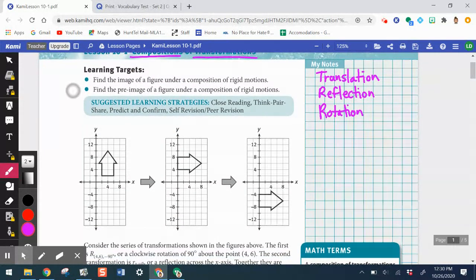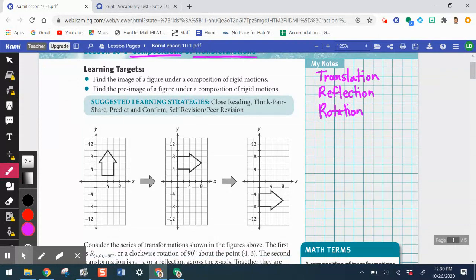So let's look at our learning targets, figure out what we're going to learn. We're going to find the image. Remember, image is the figure after the transformation. So we're going to find the image of a figure under a composition of rigid motions. So we're not looking at non-rigid motions. So all of our shapes, the size and shape should be preserved. So we're just going to be looking at several transformations back to back.